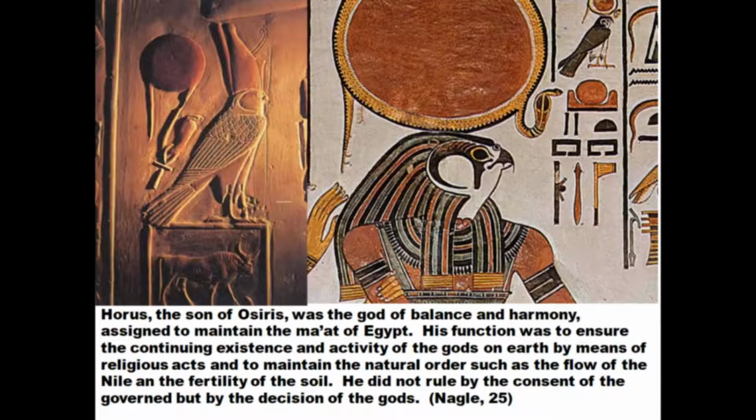Now we speak about Horus, the son of Osiris, who was the god of balance and harmony, assigned to maintain the Maat of Egypt. His function was to ensure the continuing existence and activity of the gods on earth by means of religious acts, and to maintain the natural order, such as the flow of the Nile and the fertility of the soil. He didn't rule by the consent of the governed, but by the decision of the gods.